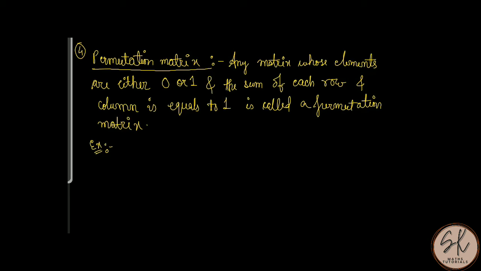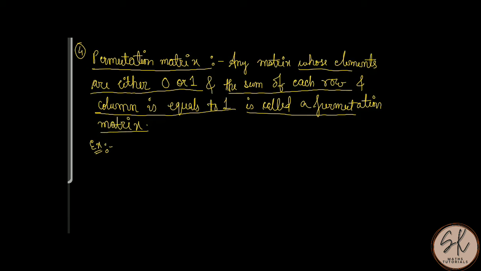Alright, now the next type of matrix is the permutation matrix. Okay, so any matrix whose elements are either 0 or 1 and the sum of each row and column is equal to 1 is called a permutation matrix. Okay, for example, see, if we take 1 0 0 1, then here we can see the sum of this row is 1, the sum of this row is also 1, the sum of this column is 1, and the sum of this column is also 1. Okay, so this is a permutation matrix.